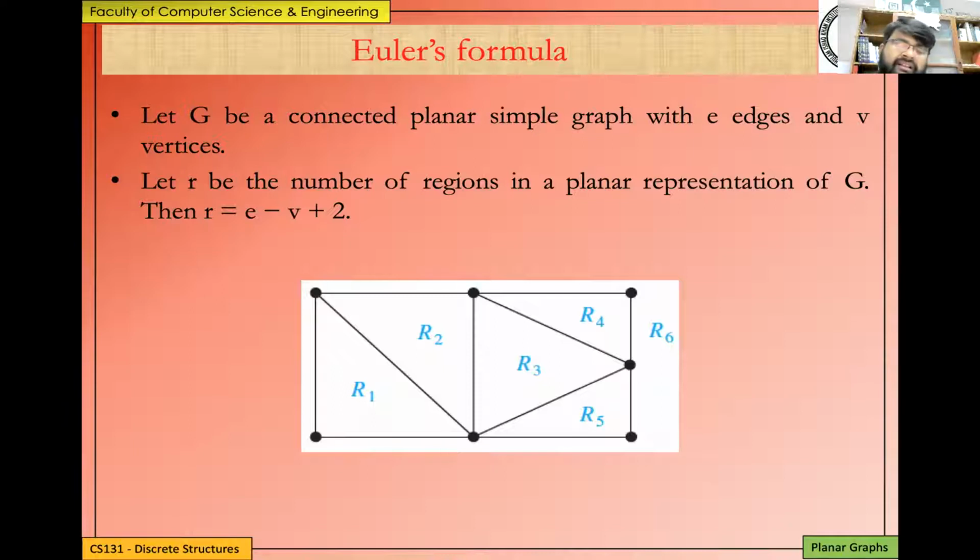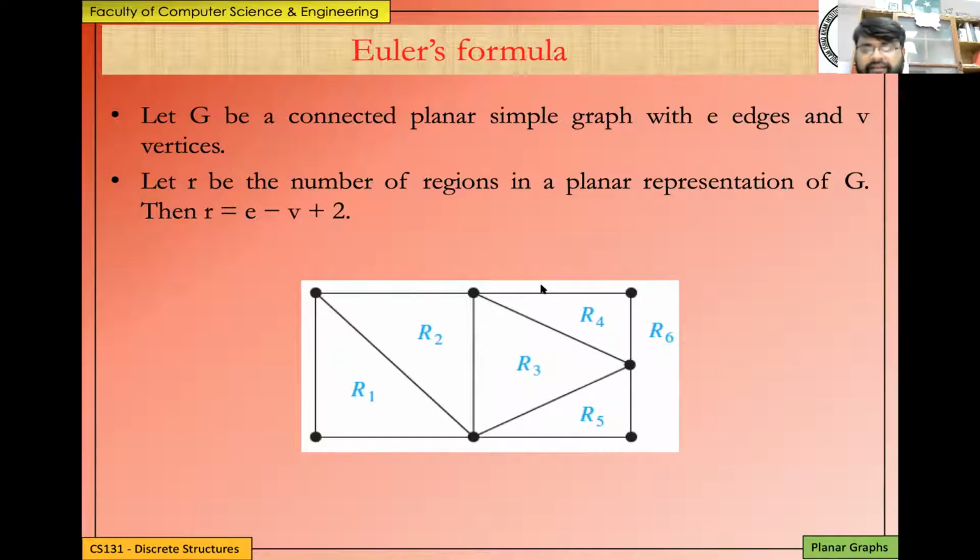So for example, let's see the number of vertices here. The number of vertices here is 7: 1, 2, 3, 4, 5, 6, 7. The number of edges here are 1, 2, 3, 4, 5, 6, 7, 8, 9, 10, 11.